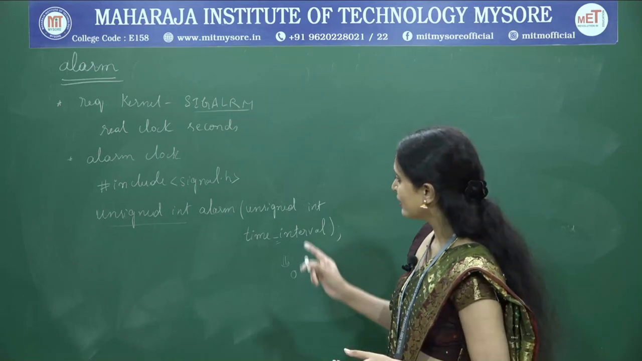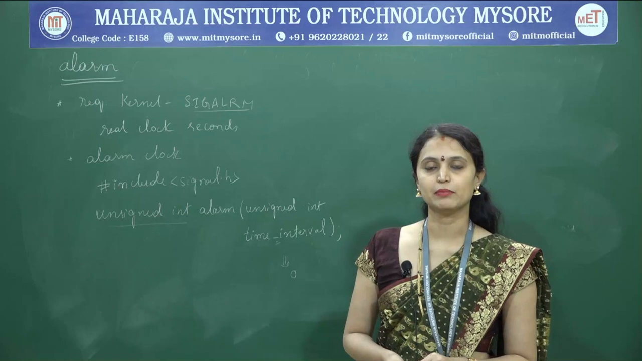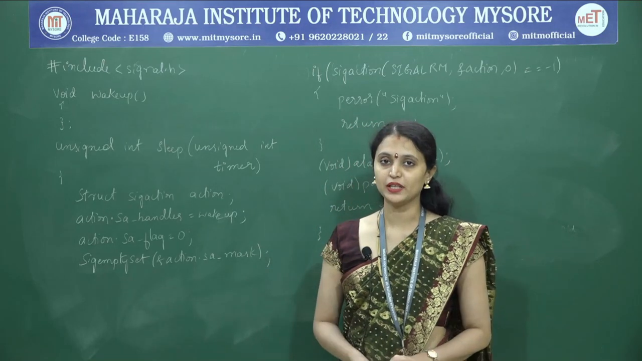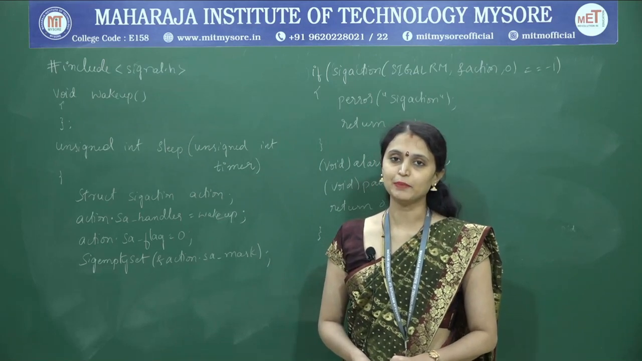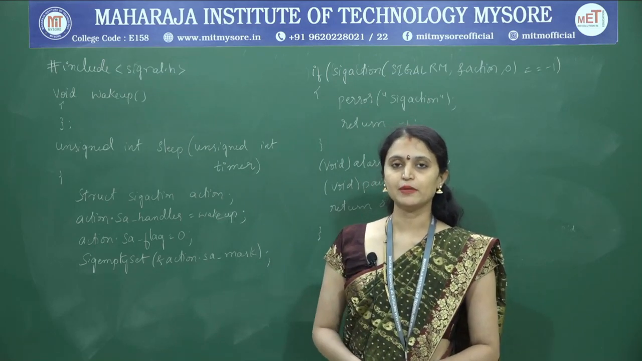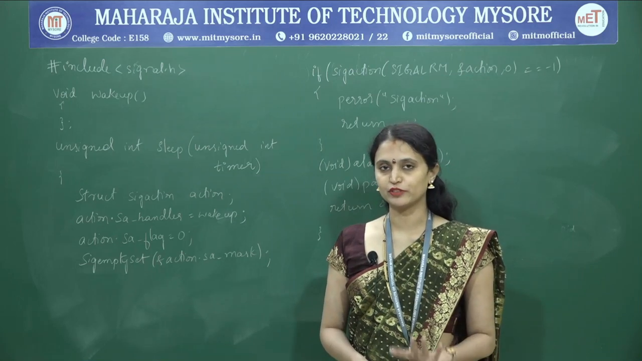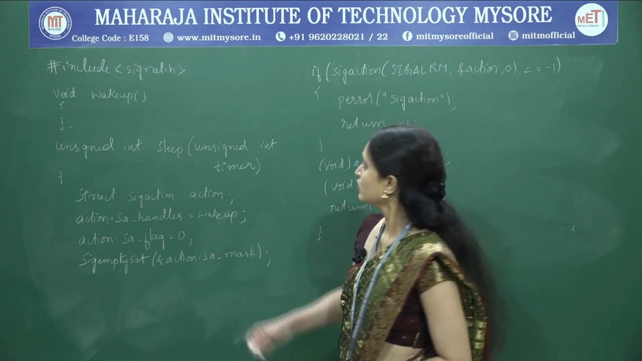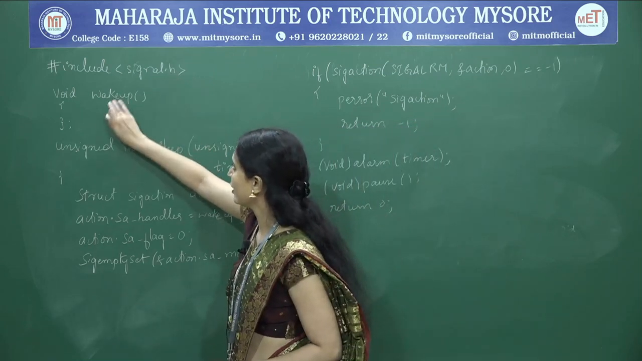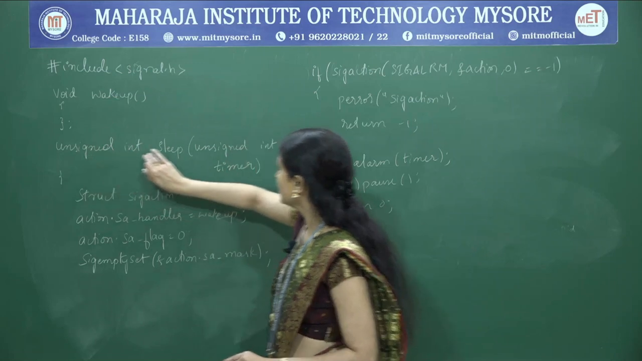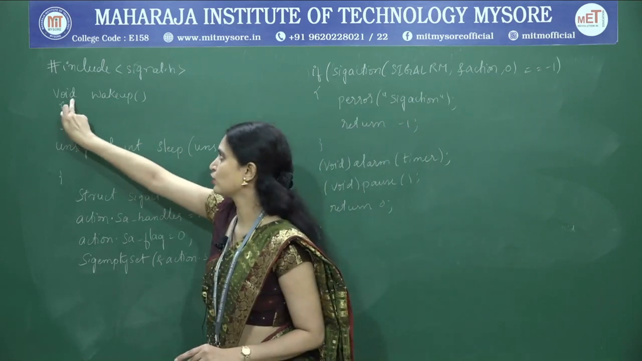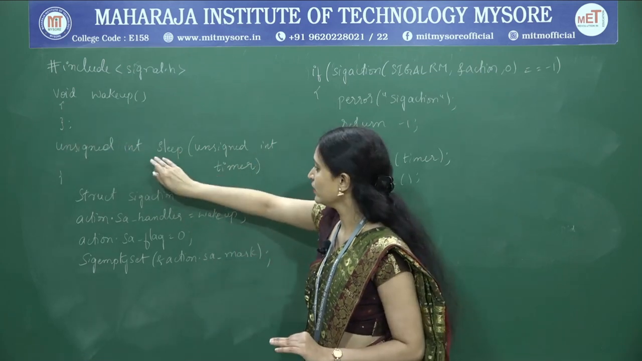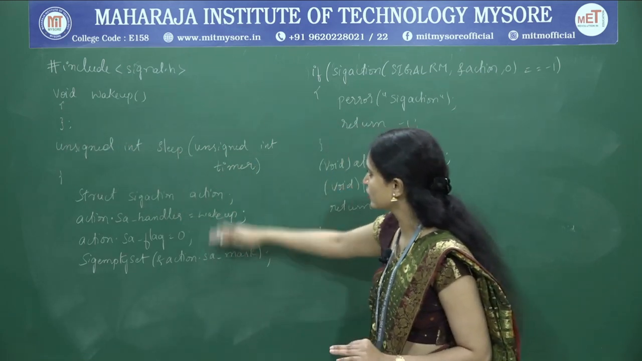Now let us discuss this alarm API using one program. Here the alarm function can be used to implement the sleep API. Generally the sleep API is used to suspend the execution of the process for a certain time interval. Here, after the include statements, we have written one wake up function. We are just calling this wake up function, we are not writing any code here. Then we are writing the sleep function.